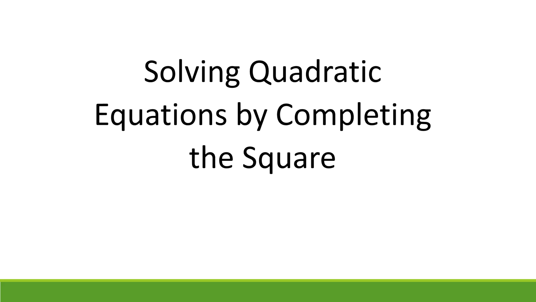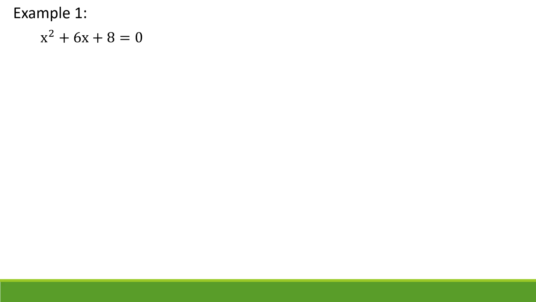Our today's video is all about solving quadratic equations by completing the square. So let's go for our first example: x squared plus 6x plus 8 equals 0. First, make the coefficient of x squared equal to 1. Then, change the equation into the form x squared plus bx equals c.